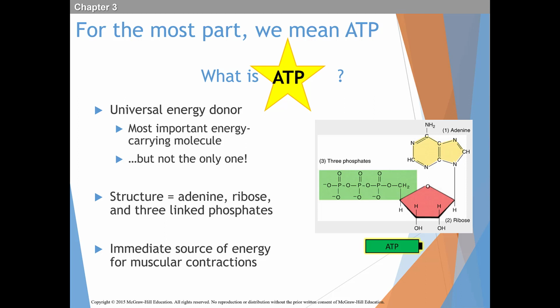So ATP is probably something that you've heard of before. It's known in most science books as the universal energy donor. And it's essentially the most important energy carrying molecule in the cell. However, it's really important to note that ATP is not the only energy carrier that we have in the body. As you'll see on the next couple of slides, there are a few more that you should be familiar with. They'll come up a couple of different times later on in this chapter and throughout the semester.